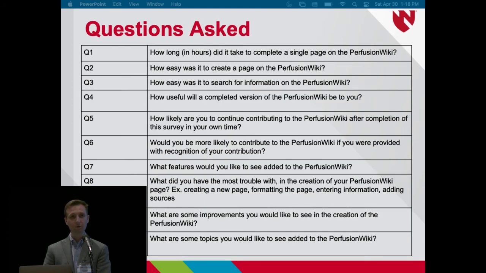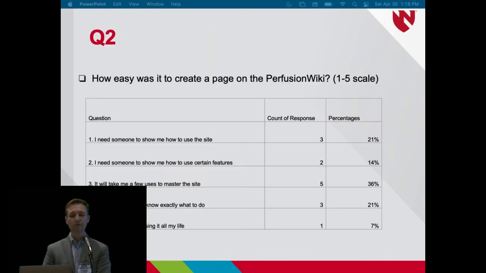These were our survey questions. I'm not going to go through all of them just for the sake of time, since 15 minutes goes by pretty quickly, but I'll highlight a few important ones. Question 2 was, how easy was it to create a page on Perfusion Wiki? We got a bunch of various results. No one in particular stood out.